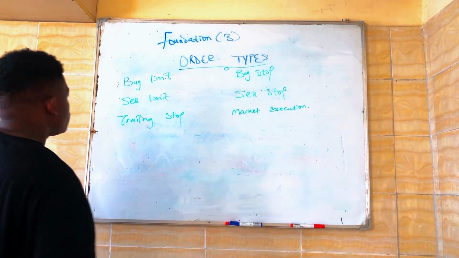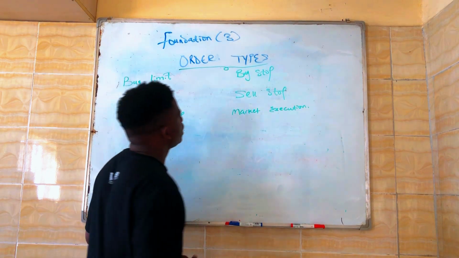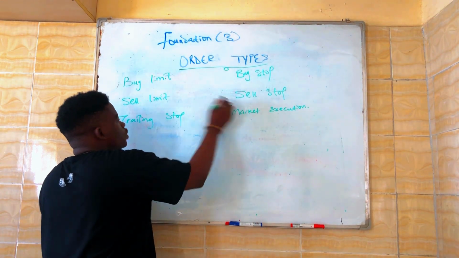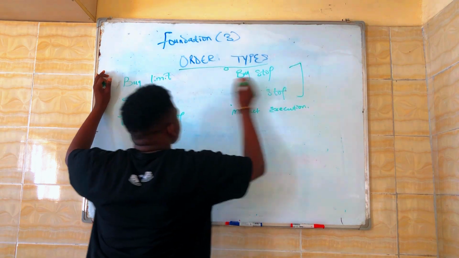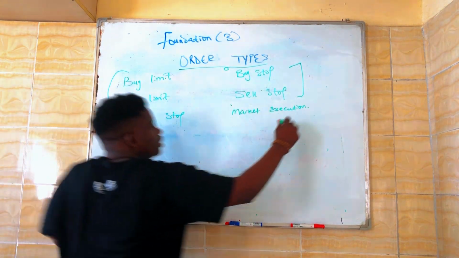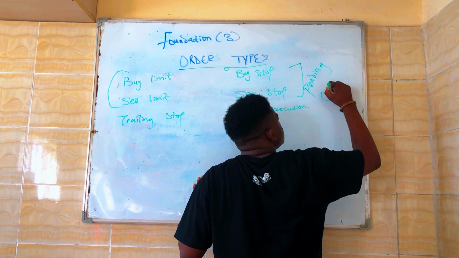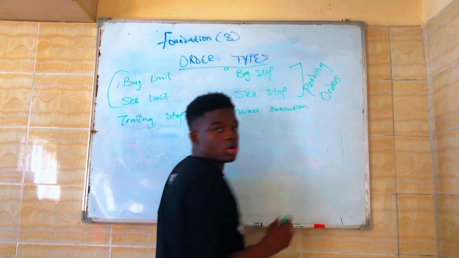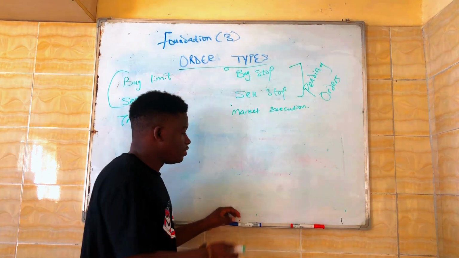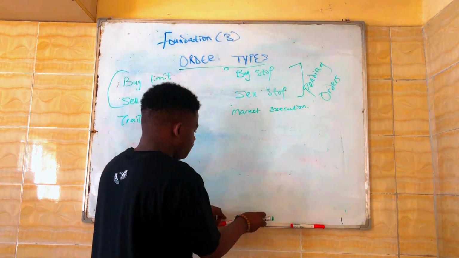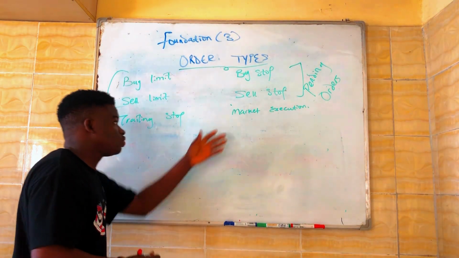So, all these ones here are pending orders. From here, these four are what we regard as pending orders. They can only be triggered under condition. Some certain conditions must be met before these trades can trigger. The only one that triggers with zero condition is the market execution. So I think let's start from there.